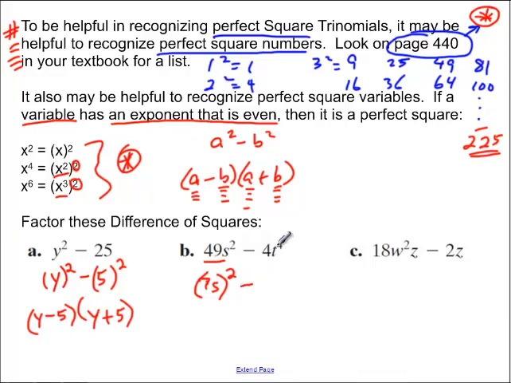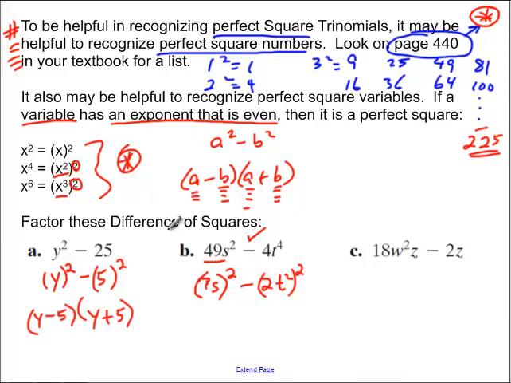Minus 4t to the fourth. Now keep in mind that the fourth power only works on the t as our base, so we've got to find the square root of 4, which is 2. The square root of t to the fourth is t squared, and this is our kind of rewritten example. So 49s squared can be rewritten as 7s, everything squared. We've got a subtraction, so that helps us figure out that we've got a difference of squares.